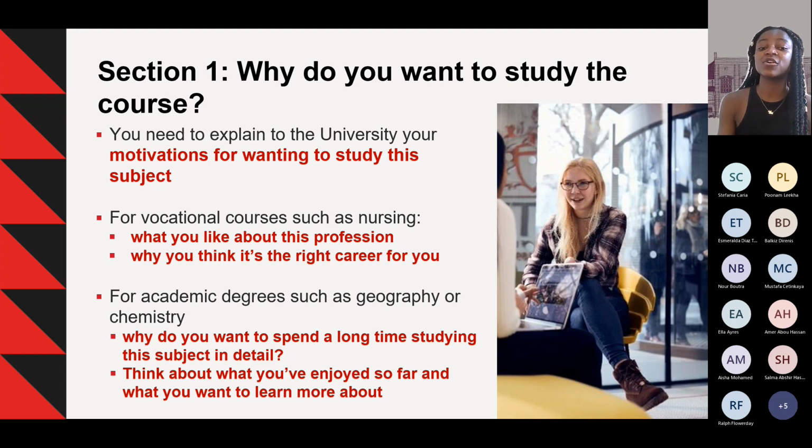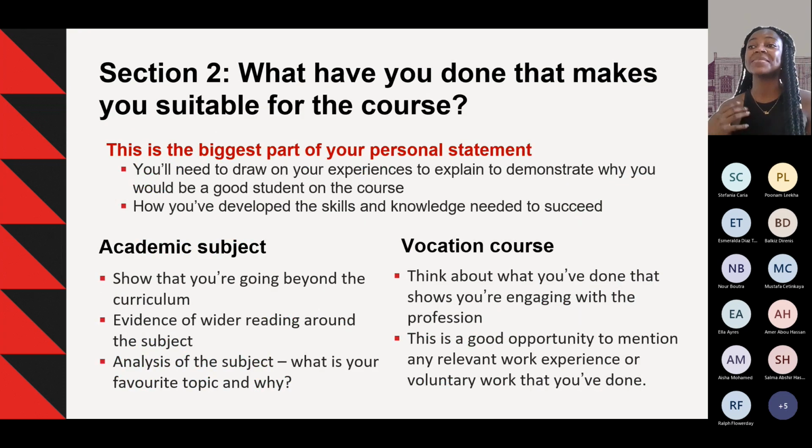Think about what you've enjoyed so far in your BTEC or A-level in that particular subject that has made you want to study it further. Once you've written about your interest in that subject, think about why it's even suitable for you. So you've talked about why you are suitable for that course. The next step is why you think that subject is suitable for you. So you're flipping it around.